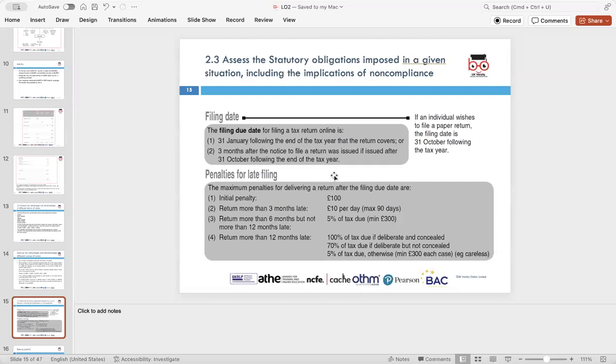If the return is more than 12 months late, the penalty is even more substantial, with a maximum of 70% of the tax due if the delay is deliberate but not concealed, and 5% of the tax due otherwise, with a minimum of £300 in each case. For example, if the delay is due to carelessness. These penalties underscore the importance of adhering to filing deadlines and ensuring timely submission of tax returns. Failure to comply with these obligations can lead to financial consequences.